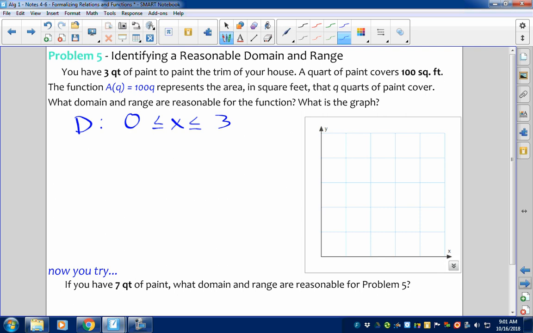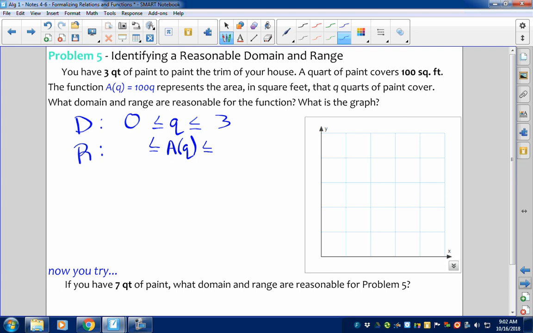What about the range? Now here's what I want you to do. Write a big capital R. And instead of putting, oops, I shouldn't have put X, I'm sorry. It really should be Q. If you want to leave it X, that's fine. But if you're going to leave it X, then in the middle here you need to put A of X and not A of Q. Sorry about that. Forgot we were using Q instead of X. If you can change that, change it. If not, just write A of X here. That's fine. And we'll use X for quarts of paint.